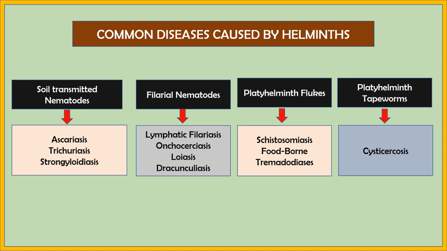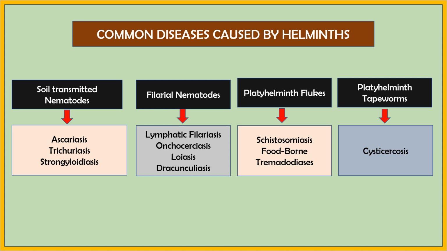So they can be transmitted different ways. Soil transmitted nematodes cause diseases like ascariasis, trichuriasis, strongyloidiasis, and filarial nematodes cause lymphatic filariasis, onchocerciasis, loiasis, dracunculiasis. So these are the diseases that are caused by filarial nematodes.